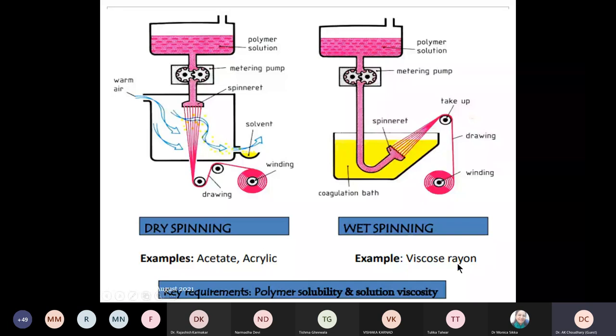Viscose rayon is normally used for blending with cotton in order to reduce the cost of the cotton. And acrylic is replacing wool fibers day by day. Acrylic fiber, due to its bulkier nature, gives warm properties. So that's why sweaters and winter garments, other than wool fibers, are made from acrylic fibers. Dry spinning and wet spinning are very popular techniques normally used in synthetic fiber production. Viscose rayon is a very popular product manufactured through this technology, and acrylic too.